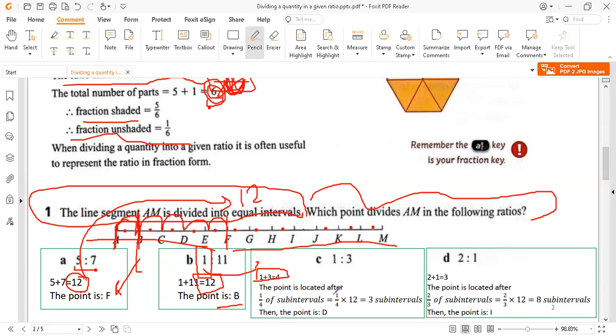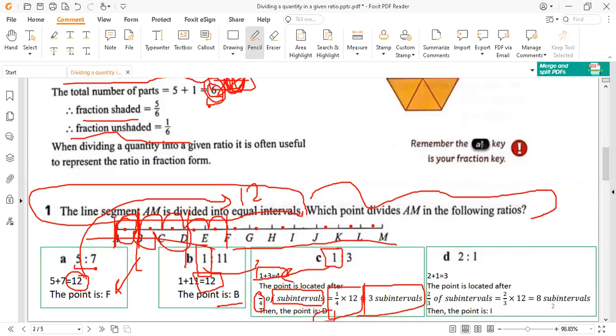So the point is located after 1 over the total, starting from A, 1 over 4 of the subintervals. The whole number of equal subintervals here is 12. So a quarter of 12 equals 3 subintervals. So after 3 subintervals, starting from A, we count 1, 2, 3. We stop at D, so the point is D.